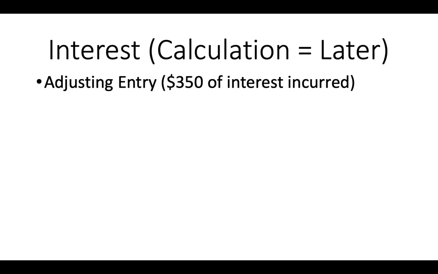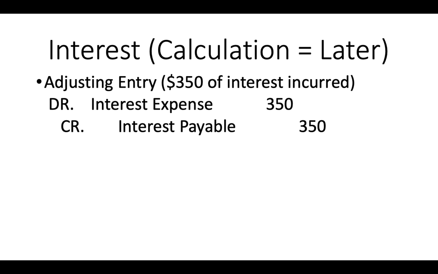In this case, an adjusting entry, $350 of interest incurred. What is our entry? Here it is. Debit to interest expense, $350. Credit to interest payable, $350. Remember, the word payable means to be paid. And so this just means interest to be paid. And so we have to record that. And then we record $350 of interest expense as well.